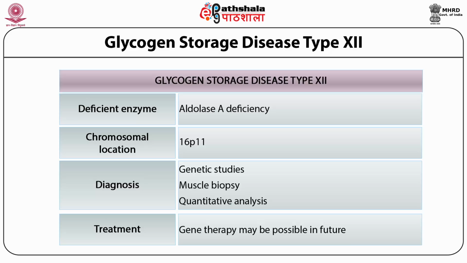Aldolase A is predominantly found in the skeletal muscles and the erythrocytes. There are certain reports of mutation in the ALDO-A gene, specifically Asp128, while Kreuder et al. in 1996 identified a homozygous mutation in the ALDO-A gene, that is, glutamic acid to lysine.